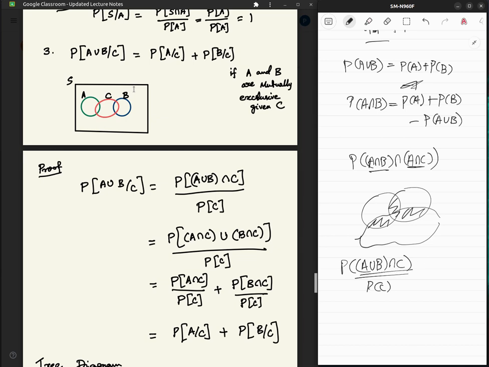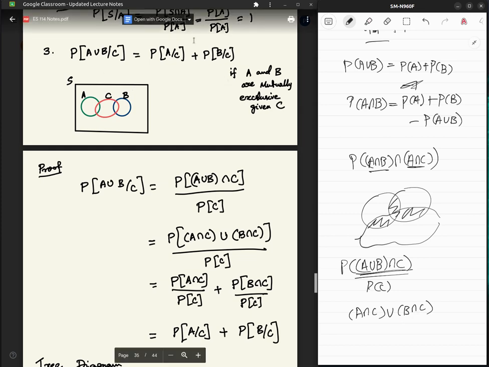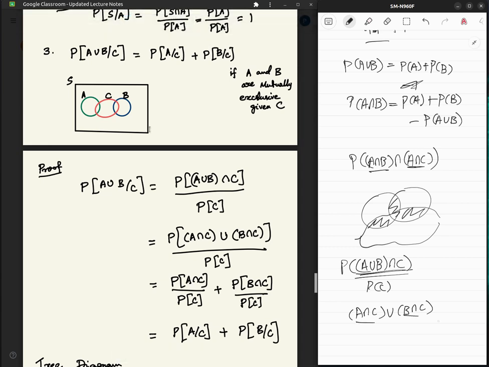Which is like what? I mean, you can distribute this. So it's like A intersection C union B intersection C, or A union C intersection B union C. What even is going on? Probability of A is going to be probability of A intersection C over there. Fine, so this set can be written as A intersection C union B intersection C. Since A and B are mutually exclusive, these two sets are also mutually exclusive, because these are subsets of A and B. So the probability of the union, I can break as a sum. Makes sense.